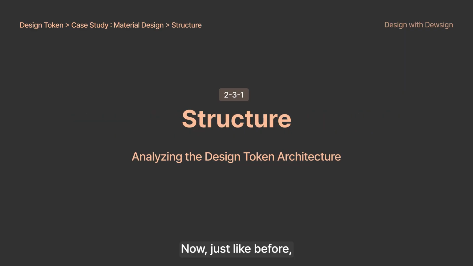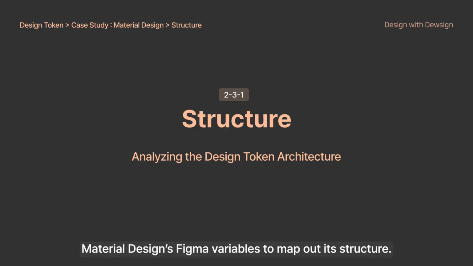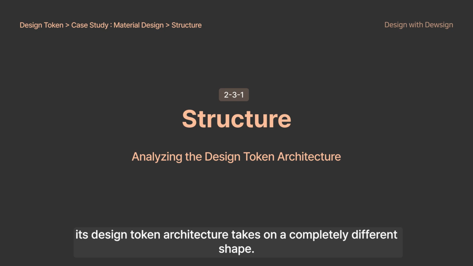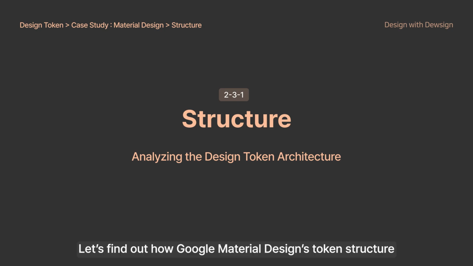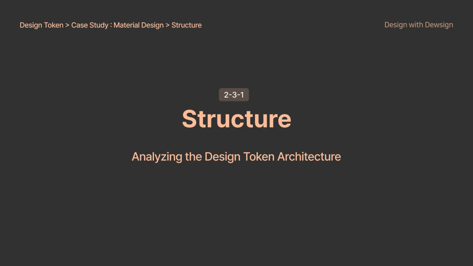Now, just like before, let's start by opening up Material Design's Figma Variables to map out its structure. When a platform's philosophy and design goals change, its design token architecture takes on a completely different shape. Let's find out how Google Material Design's token structure differs from the standard hierarchy we learned earlier, and see how they uniquely built it in their own way.